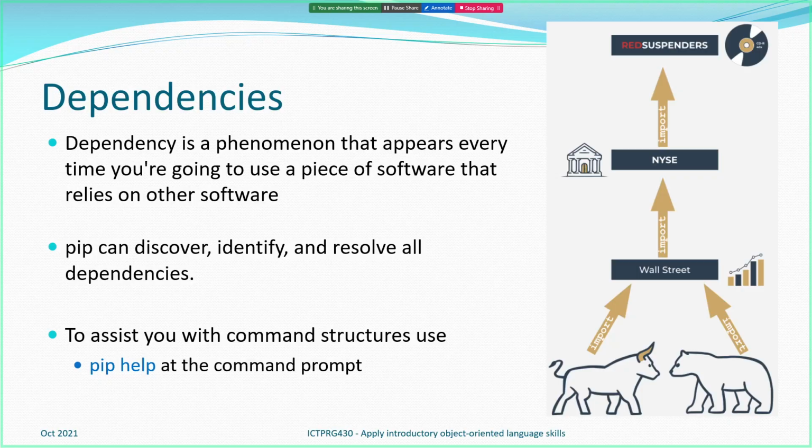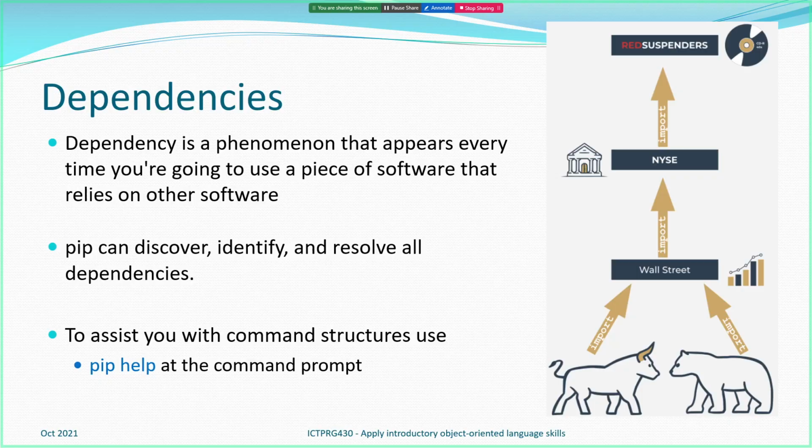So for us to run red suspenders, using the graphic as the reference, we need to have all these dependencies that it imports from underneath it. So Pip can discover, identify, and ensure that all those dependencies are available to you when you go to execute.